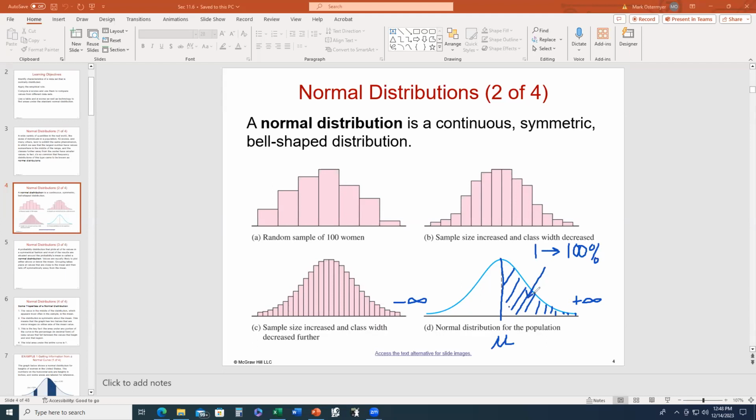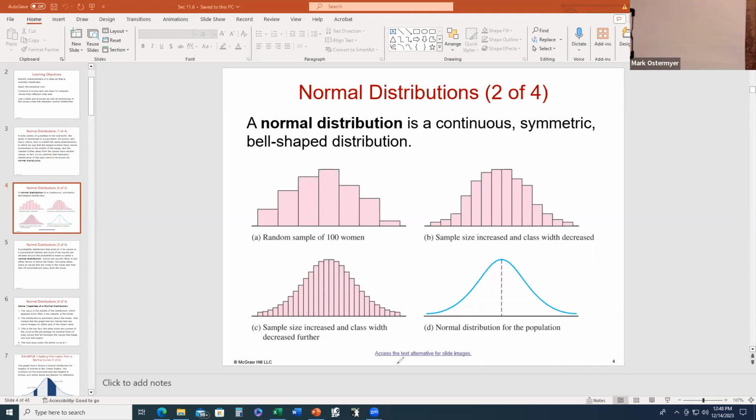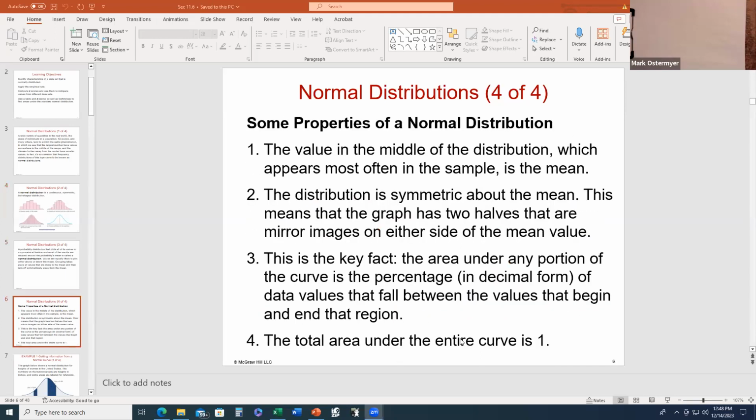25%. 50%. What's half of 100%? Oh, 50. Okay, I thought you said upper half. That would be the area underneath the upper half of the curve. Therefore, the area underneath the lower half of the curve would also be what? 50%. Is this making sense here? By perfect symmetry. Okay. And the total area underneath the entire curve is 1. All right.